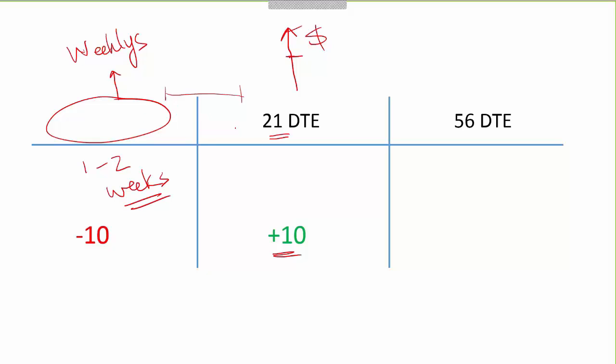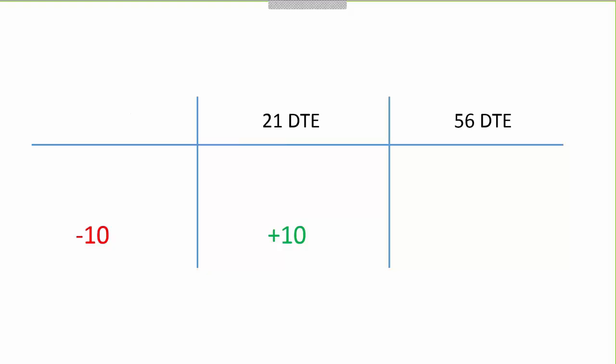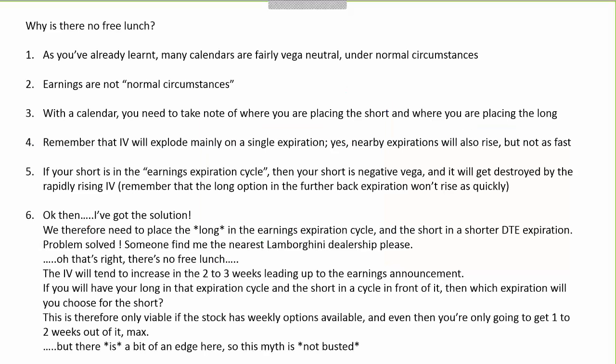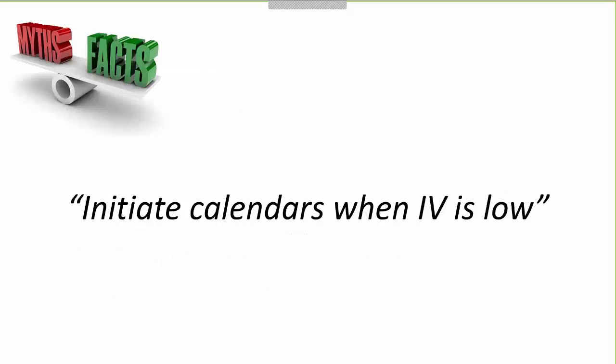But is there edge? Yeah, there is, in my opinion, okay? So this myth is not busted, right? I think there is validity to this concept, as long as you're anchoring the longs to the back month. So, sorry, as long as you set your back month options to the expiration that is going to increase in IV the most. And that's obvious when you look at the chain, right? So that basically tells you what I've just walked you through. All right, so that was the first myth that wasn't busted, okay?